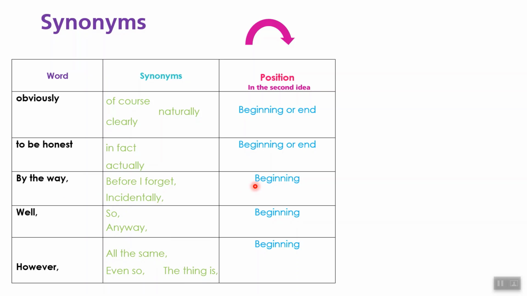At the beginning, check with a comma, well with a comma, however with a comma. So this is all, especially at the beginning of a sentence.